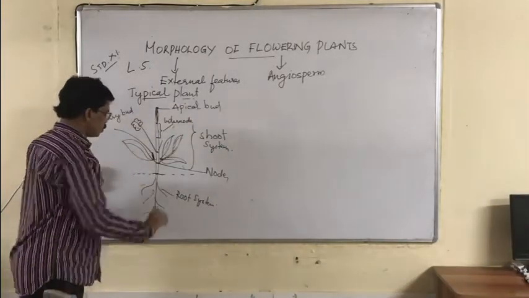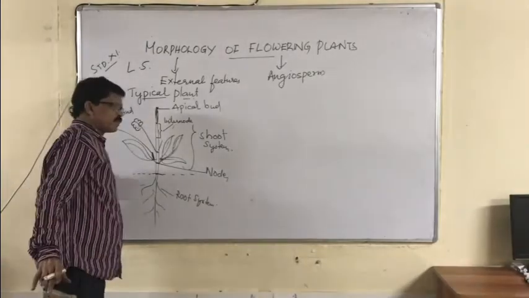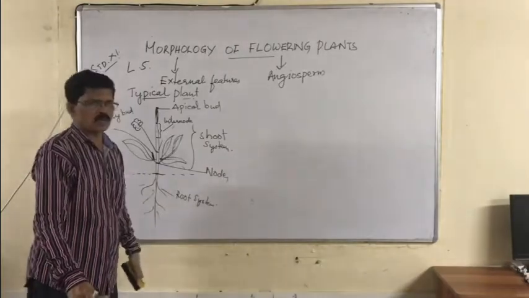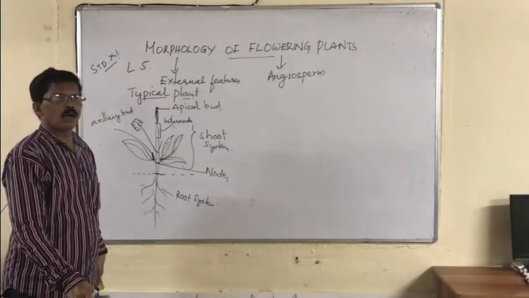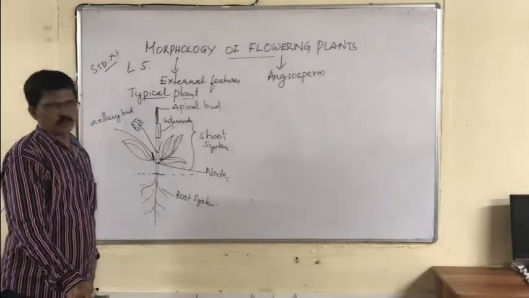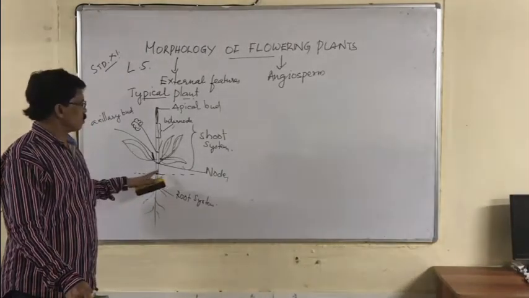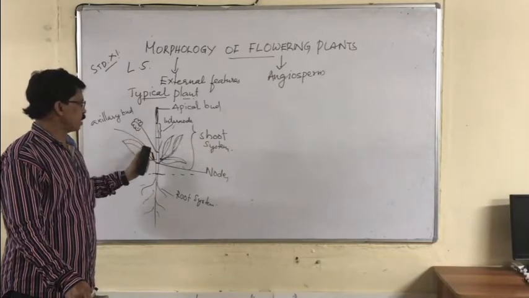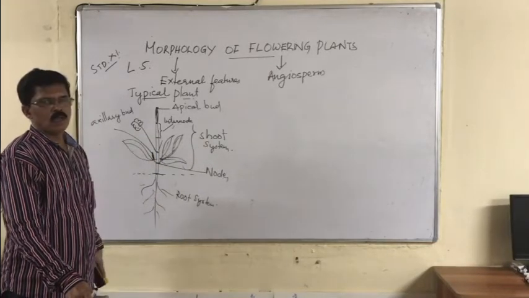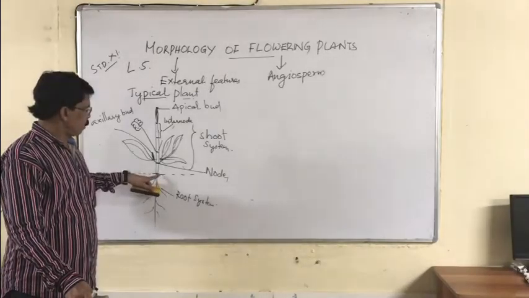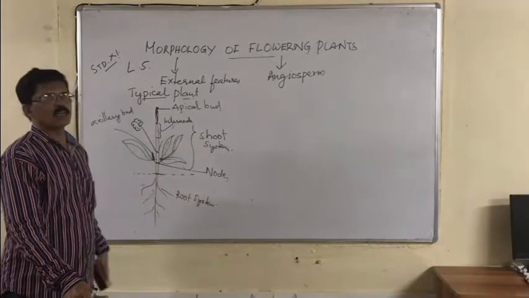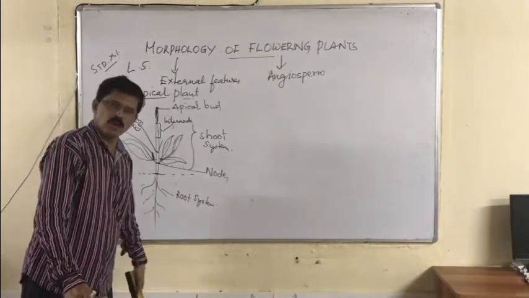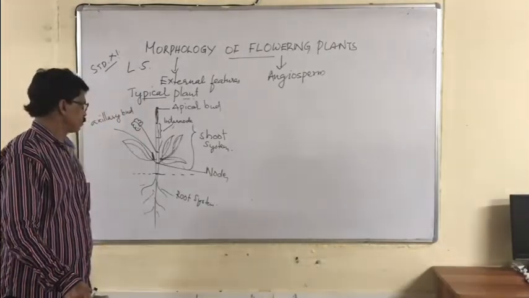What is the function of the root system? The root system helps in the anchorage of the plant body in the soil. They absorb water, minerals, etc. from the soil. The shoot system comprises all these nodes, internodes, apical bud, axillary bud, flower, fruits, everything, the part of the plant seen above the soil. The root system fixes the plant body in the soil and absorbs water and minerals.